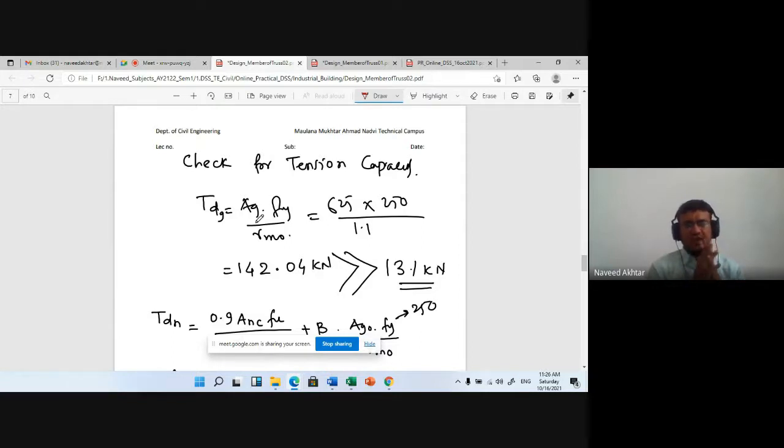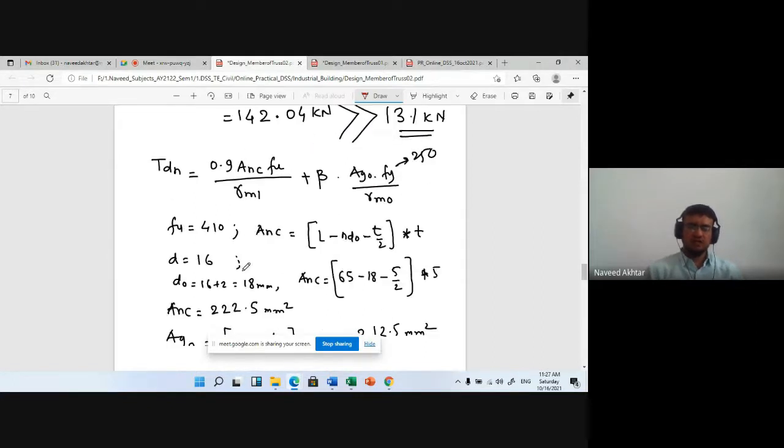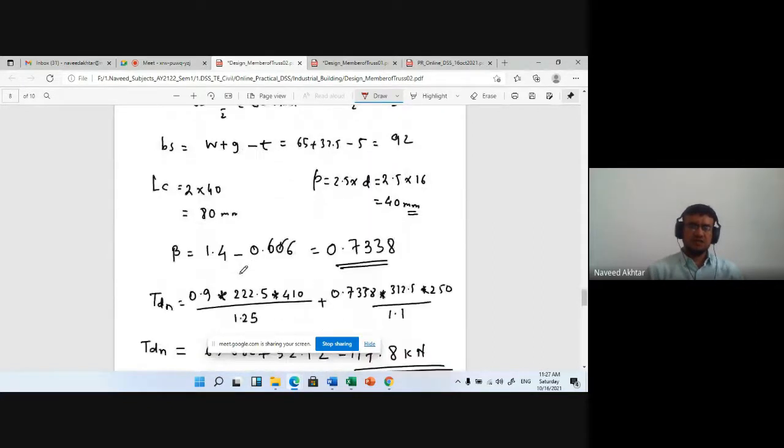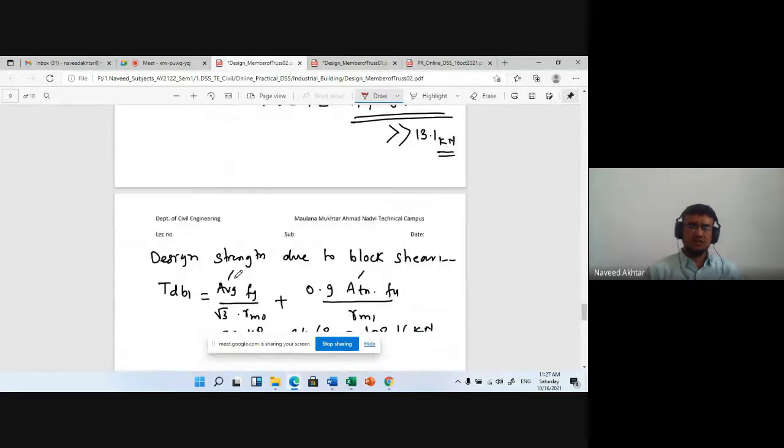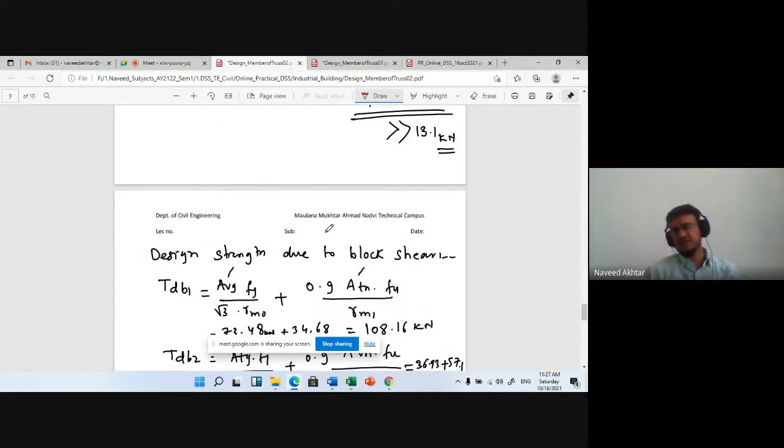So you have to find out TD. TD is the minimum of TDG, TDN, and TDB1 and TDB2. So cross section yielding, net section rupture, strain you will find out based on these formulas. I have covered this, and then find out the block shear failure.